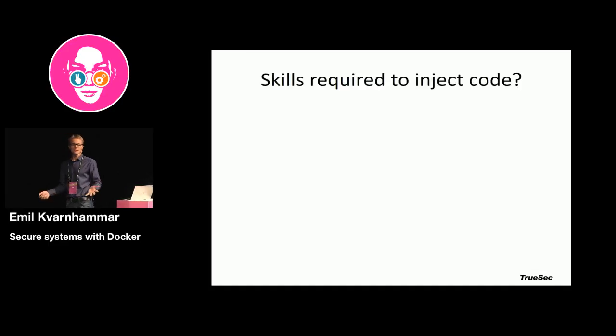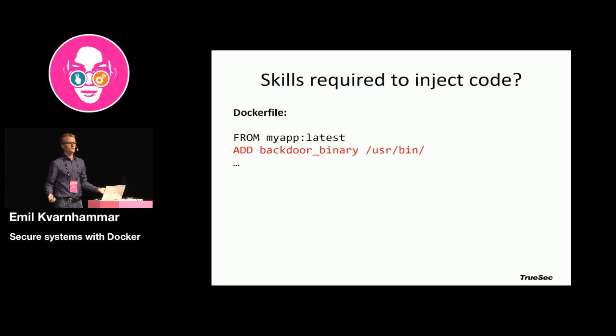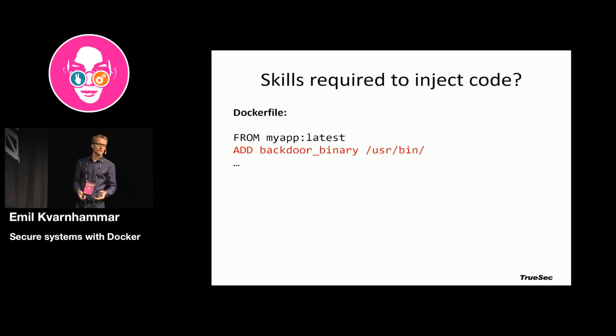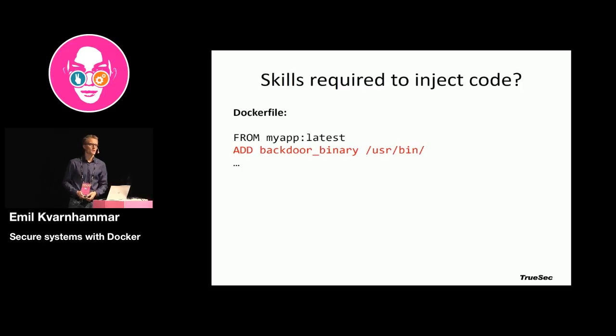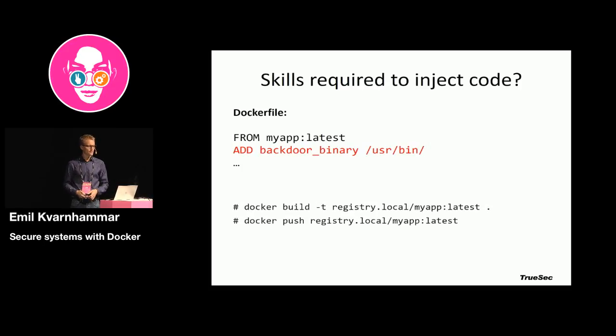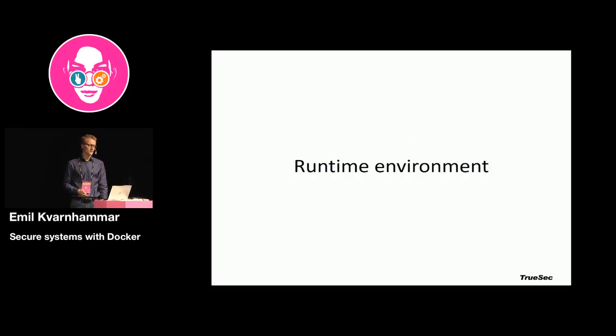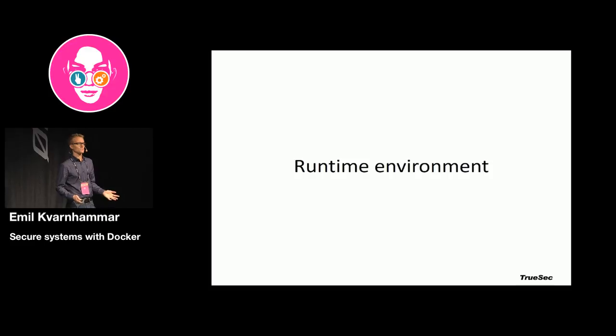So what are the skills required to inject code into a Docker image in the registry? This is just as simple as writing regular Dockerfiles. You just use whatever image you want to use as extension point or the image you want to update. You add your backdoor binary or whatever you want to change to that behavior. And you build a new image with a tag pointing to that registry, push that updated image to the registry. So that's not very complex. That's by design possible. Insecure by default, remember?